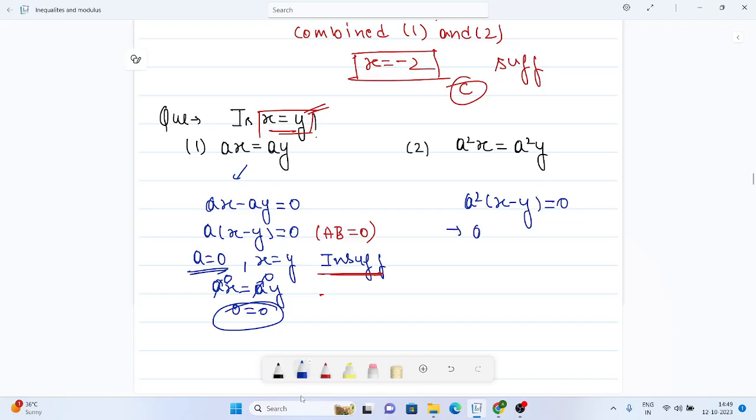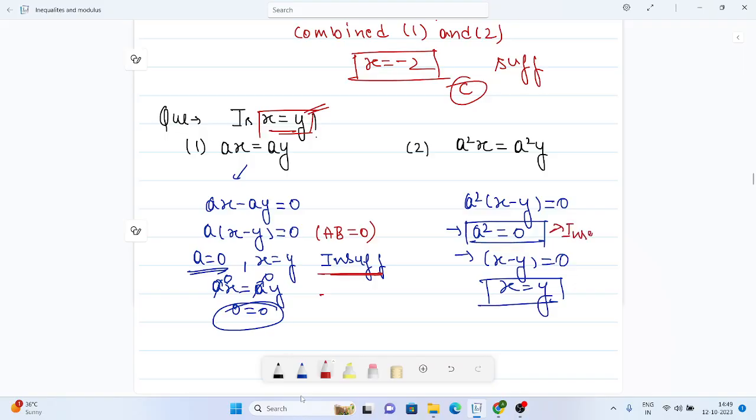So here either a square is equal to 0 or x minus y equal to 0. So here also I got x equal to y and a square is equal to 0. So this is also nothing but insufficient. Alone is insufficient.